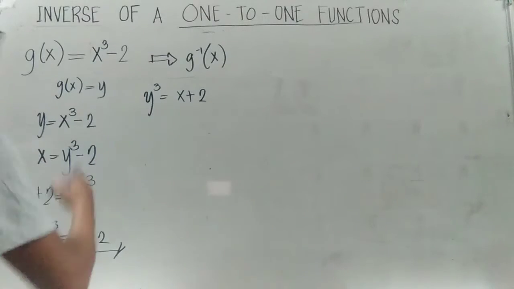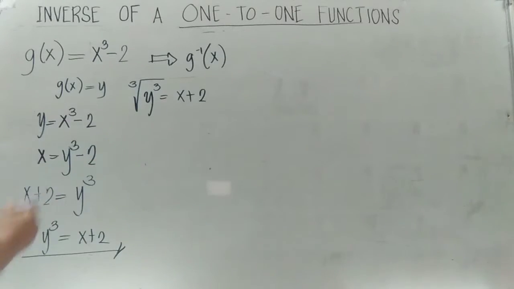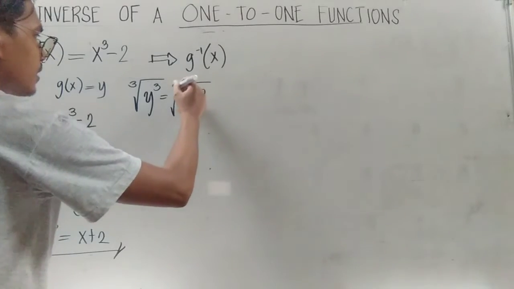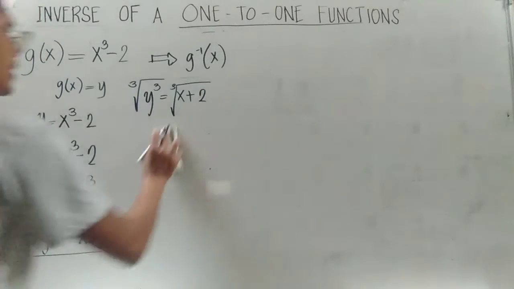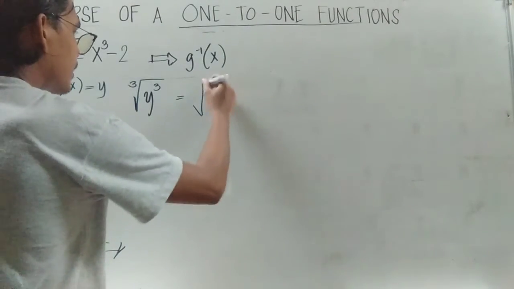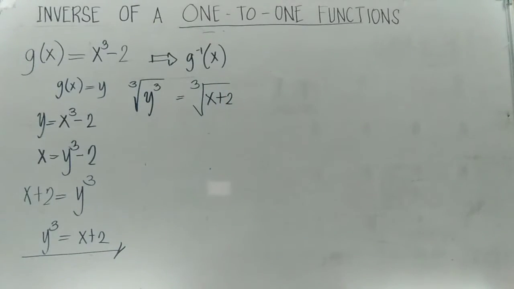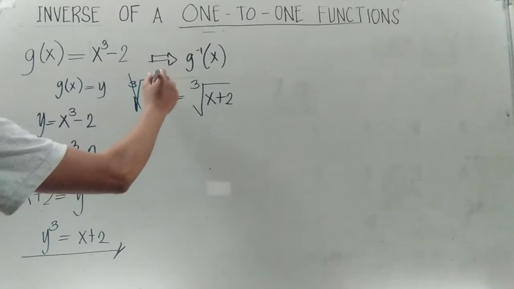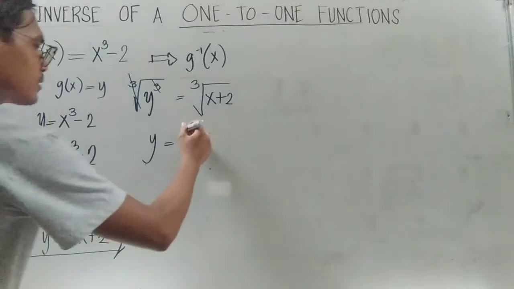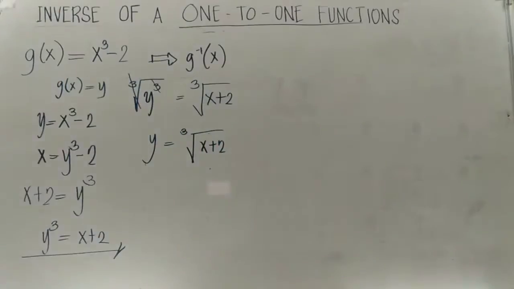To eliminate this cube, or the exponent 3, we have to extract the root. So the inverse of cubing is cube root. We have applied cube root on one side, so we must apply cube root on the other side. I will write it for you to see it thoroughly. So we have x plus 2, so cube root and cube root. Okay? So cube root will be eliminated. Therefore, the remaining is y equals the cube root of x plus 2.